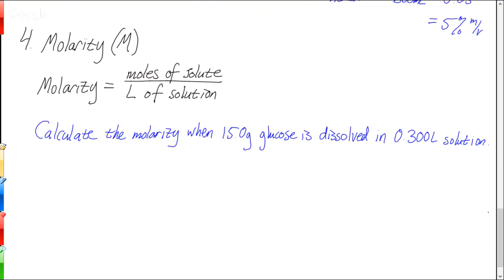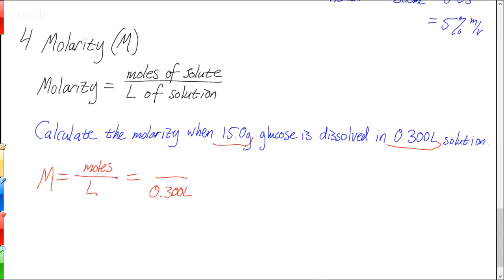All right, so to calculate the molarity, we need moles of solute divided by liters of solution. We have grams of solute and we have liters of solution. So far all we can do is put the 0.3 liters down there because we've got that. And we need to figure out how to get moles of glucose for the numerator. So to do that, we need to convert grams to moles. And to do that, we need to know the molar mass of glucose.